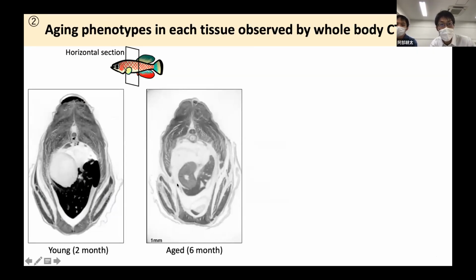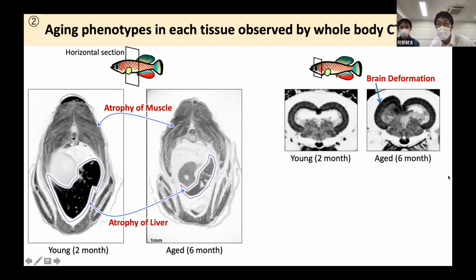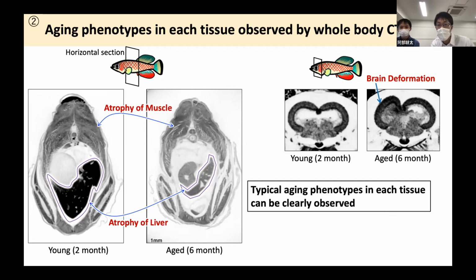And this is an example. This is a horizontal section of the killifish body. And as you see, we can observe severe muscle atrophy and also atrophy of the liver. In addition, interestingly, we further observed brain deformation in old killifish like this. So from this result, we can clearly observe the very typical aging phenotypes that are very well conserved across vertebrates, including human.